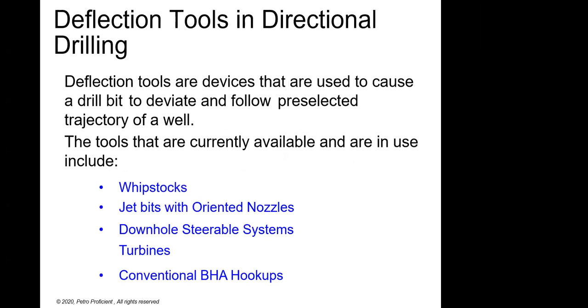So there are different deflection tools used by the industry that can cause a drill bit to deviate and follow a preset trajectory. There are whipstocks, for example. There are jet bits with oriented nozzle. There are downhole steerable systems, and then there are conventional BHA hookups.